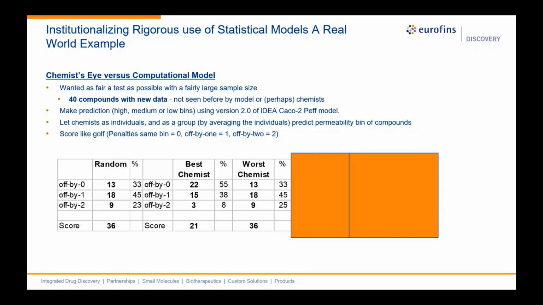Take the worst performing chemist, who may have been the best synthetic chemist, so they're not the worst chemist, period. They were off by 0 33% of the time. They were off by 1 45% of the time, and off by 2 bins 25% of the time. And now you ask, how did the average chemist do? The average chemist was in the right bin 35% of the time, off by 1 58% of the time, and off by 2 8% of the time.